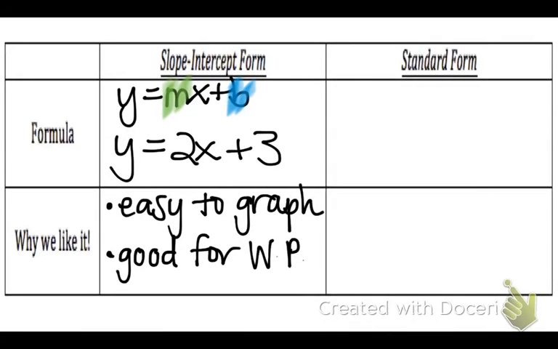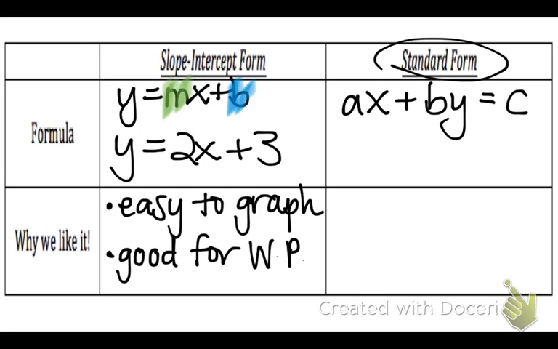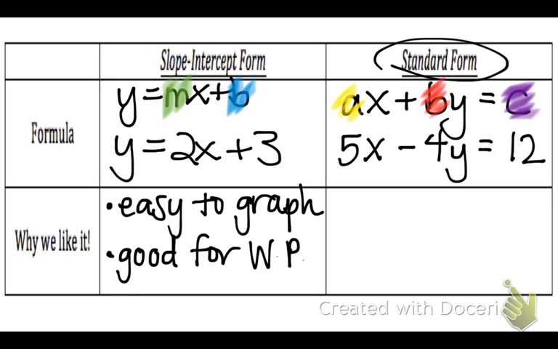For the next few days, we're going to be working with standard form equations. Standard form equations follow the formula ax plus by equals c. In this formula, a is going to get replaced by a number, b is going to get replaced by a number, and c is going to get replaced by a number. So an equation might look something like 5x minus 4y equals 12.